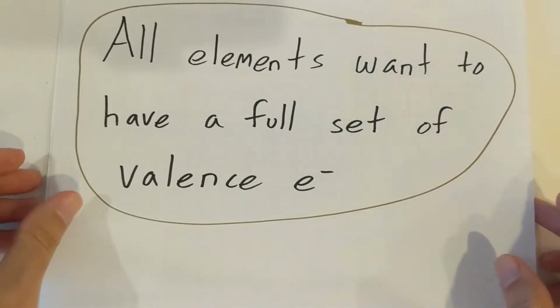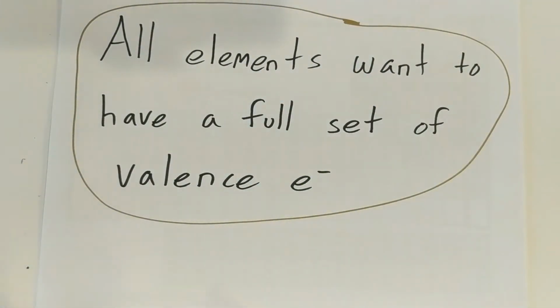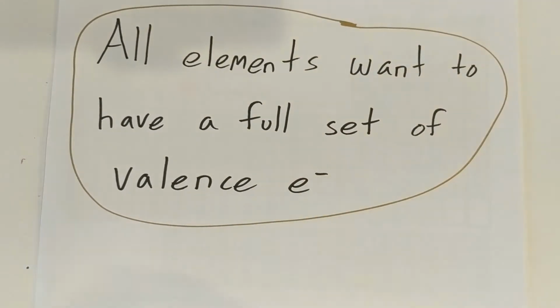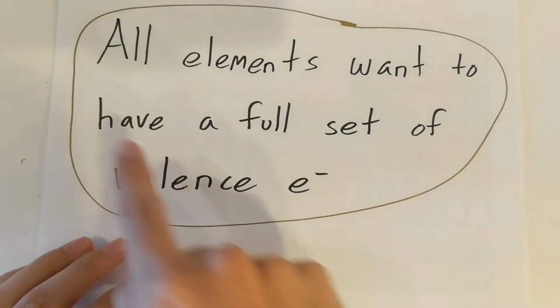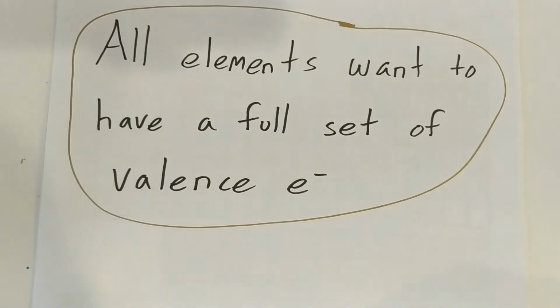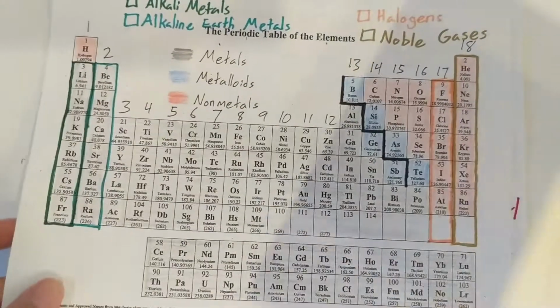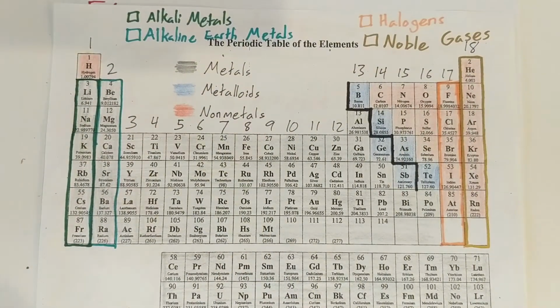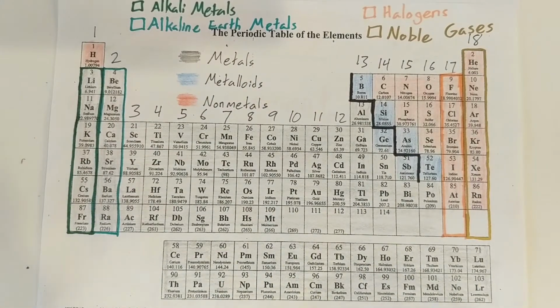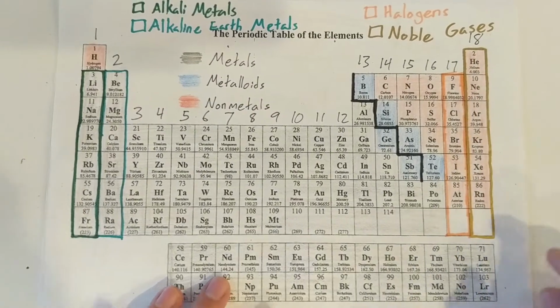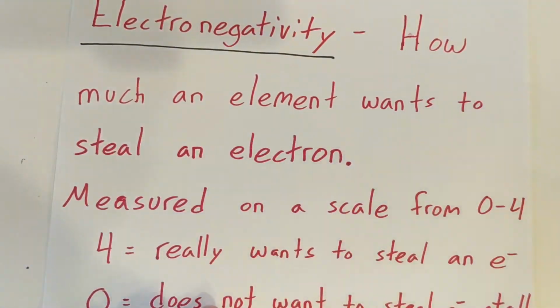So you might want to write this down. All elements want is to have a full set of valence electrons. If you're hydrogen, that just means 2, similar to helium. And for a lot of the rest of our elements, that means to have a full set of 8 valence electrons. So all elements want to have that full set of valence electrons. They all have that dream. So to get this dream to come true, they either have to gain or lose valence electrons, right, to hit a full set. So we're going to be talking about how they can do that.